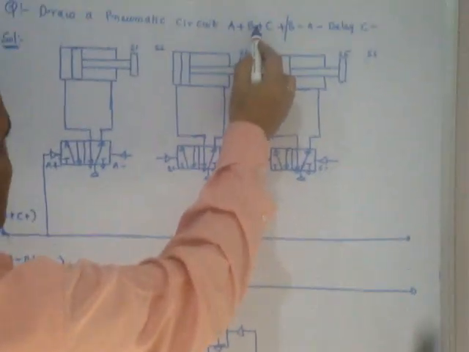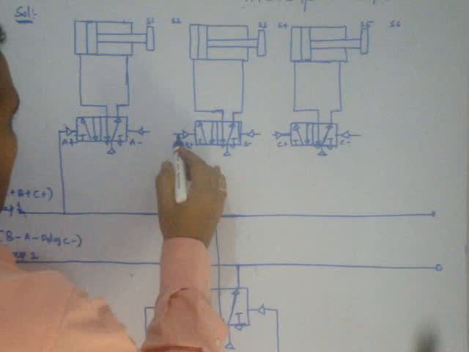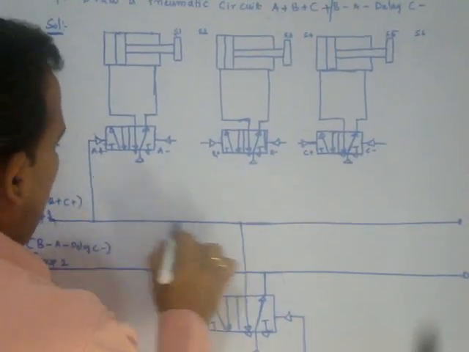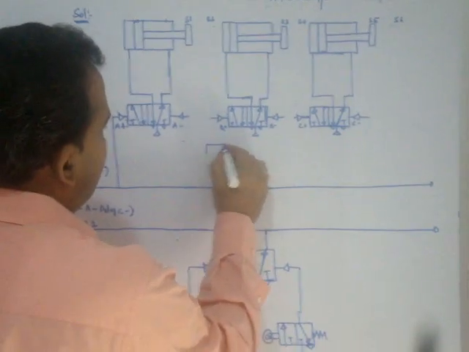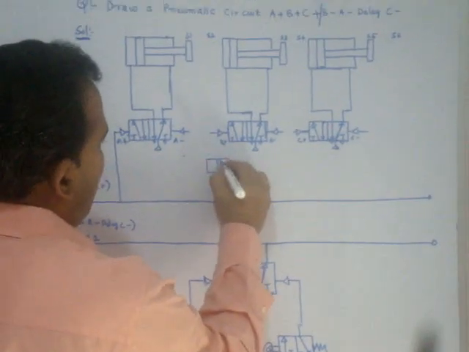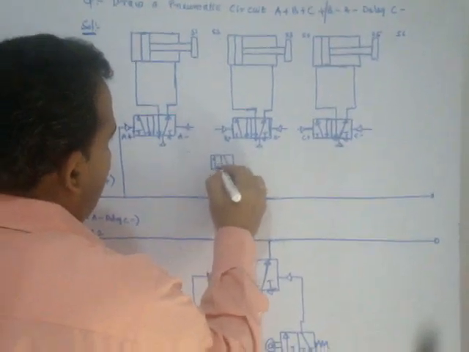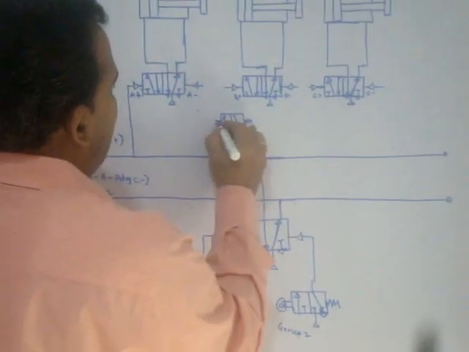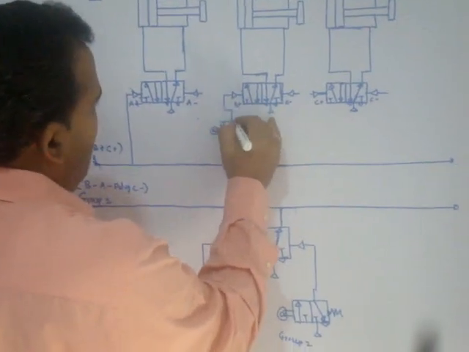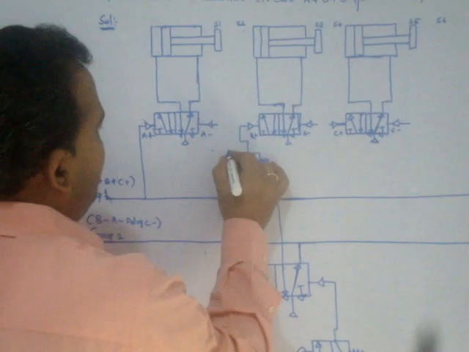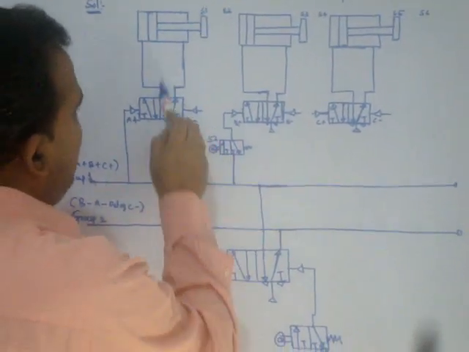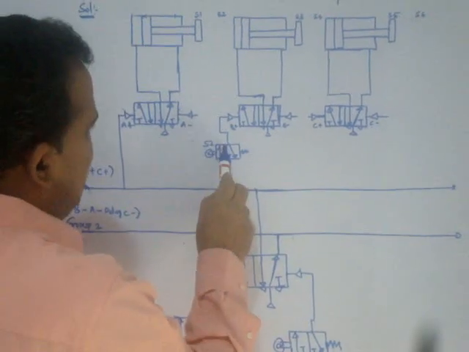Now for B plus, a condition is required: it should move S1. Already the supply is at group 1 because S5 is on. So I need one more 3 by 2, spring return, with the supply available here. The name is S2. When the piston moves to S2, the supply is already there, and S2 is on.